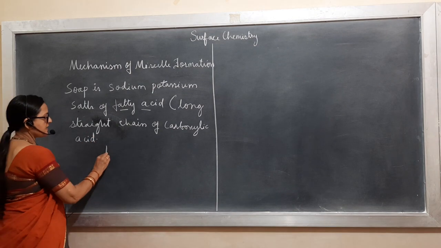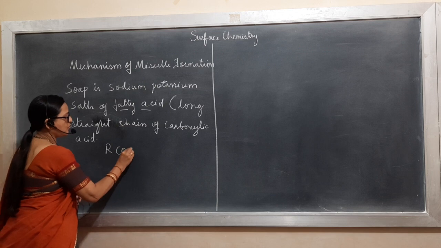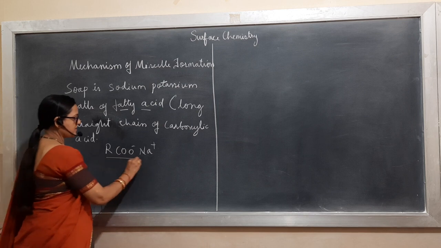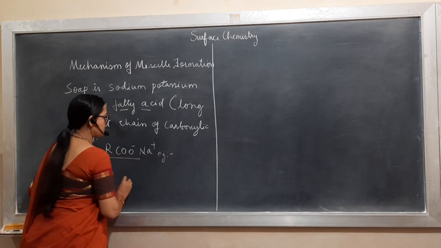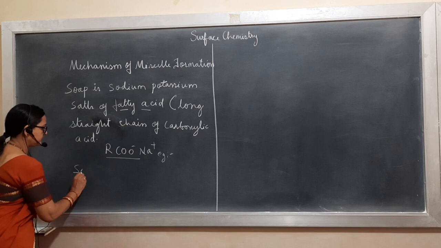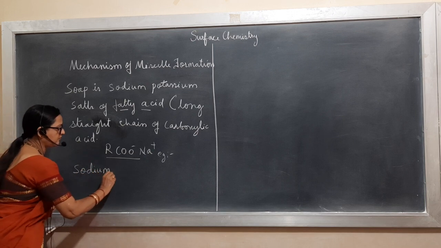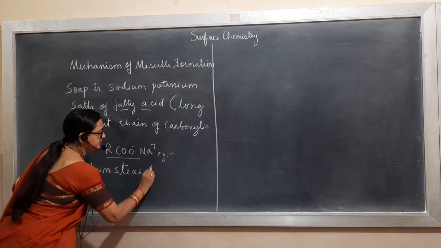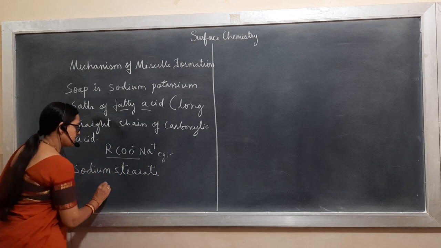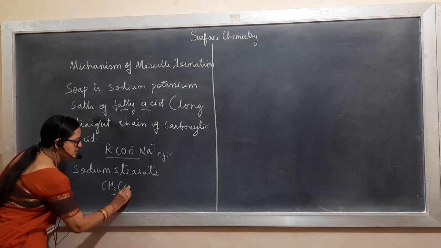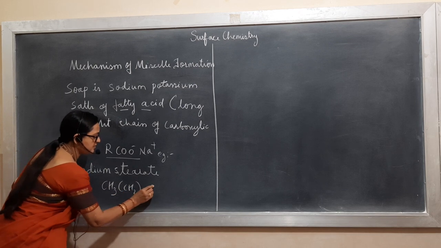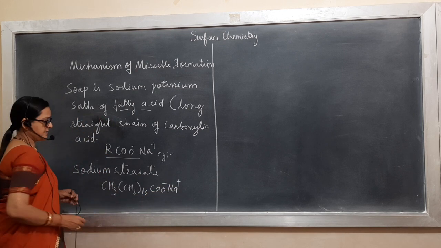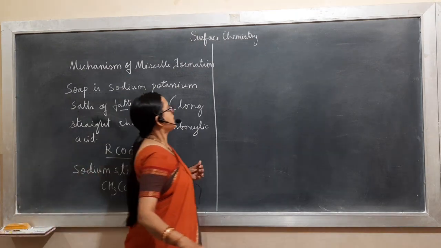These are represented as RCOO minus Na plus. Let us take one example of this. Example, we shall take it as sodium stearate. The composition is CH3, CH2 taken 16, COO minus Na plus. So this is added in water. After adding in water, what happens?